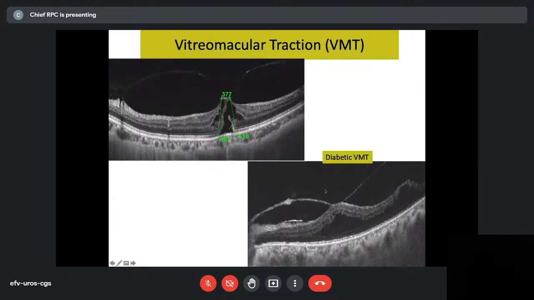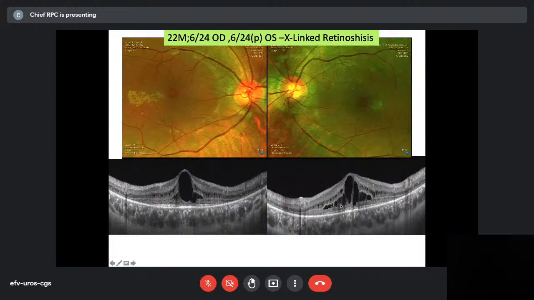So diabetic VMT we see so often. I think tomorrow I posted one. It's so common. Now this kind of picture you get on fundus imaging. There are cystic spaces in a 22-year-old male, 6/24 in both eyes. Please don't write right and left. Write OD/OS. Bilaterally symmetrical cystic spaces in a young male or female.